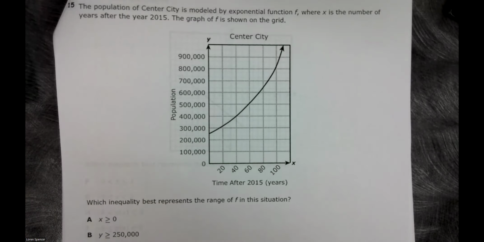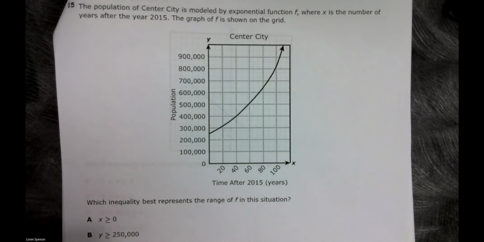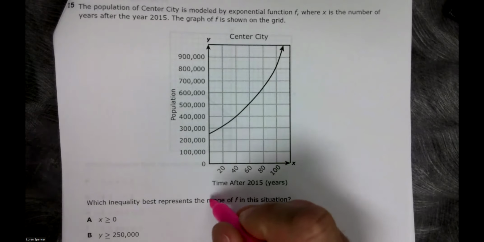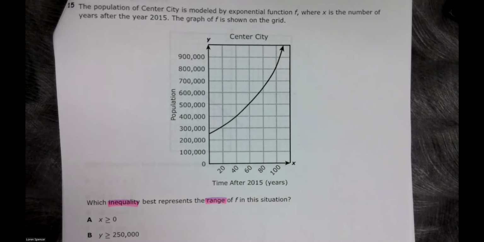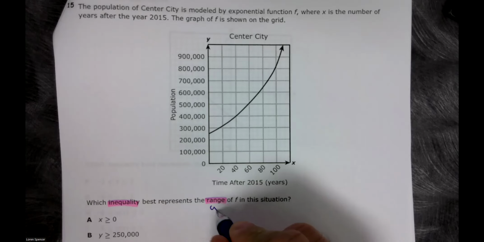So the population of Center City is modeled by the exponential function f, where x is the number of years after the year 2015. The graph of f is shown on the grid. We haven't even talked about exponential functions, but that's okay. Which inequality best represents the range? All right, there's our key word. We care about range. We also know inequality, and if it's the range, we're talking about the y values.